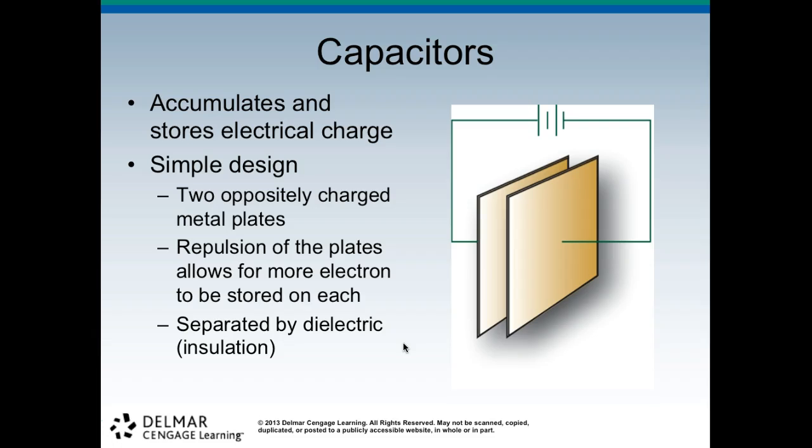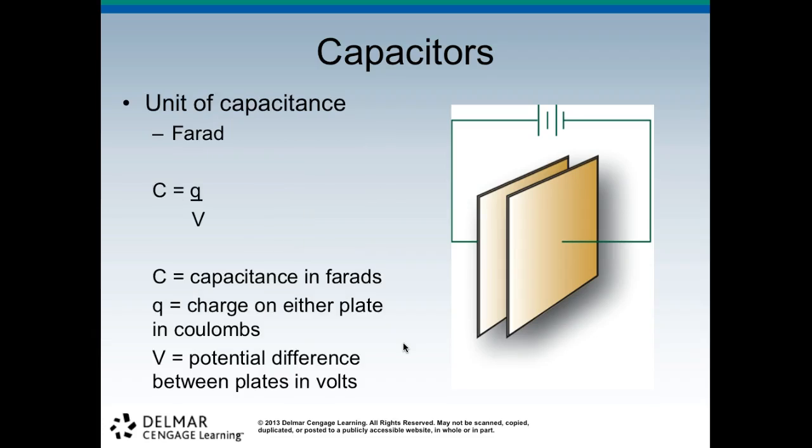All right, so capacitors. They accumulate and store electrical charge. There's a simple design that's two metal plates, and they are oppositely charged. The repulsion of the plates allows for more electrons to be stored on each, and they're separated by a dielectric, like an insulation.